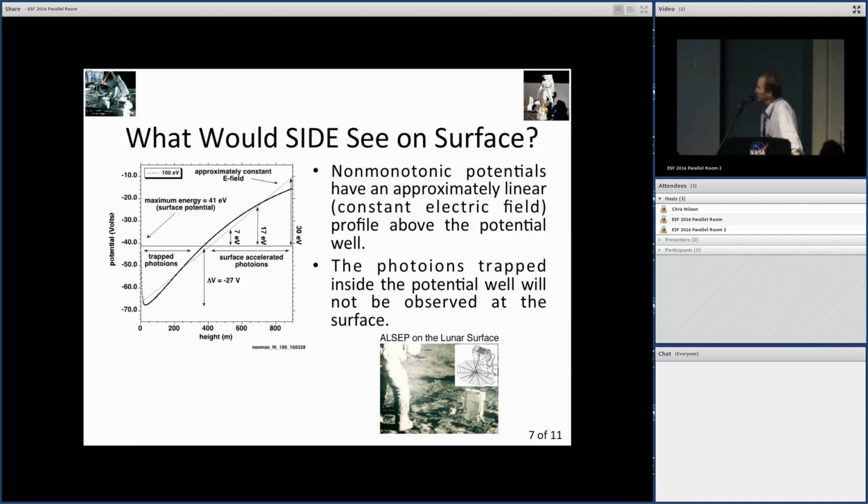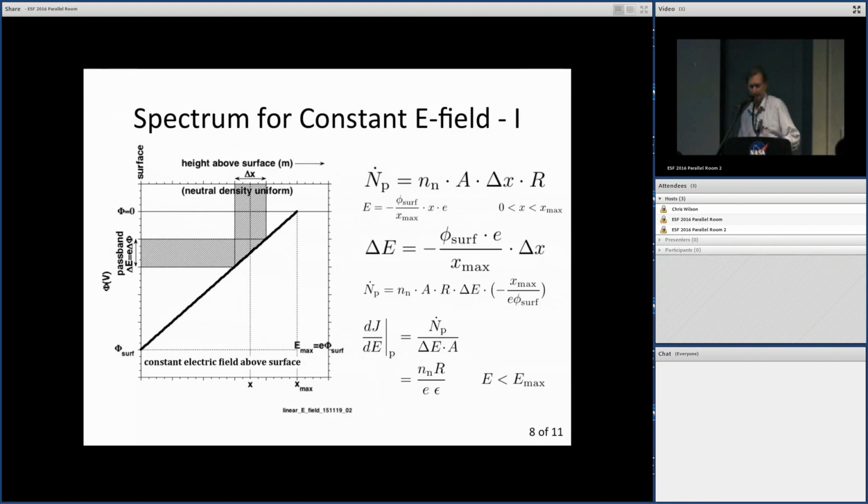So photoions originating close to the potential well have relatively little energy when they reach the lunar surface. On the other hand, photoions that are ionized far from the potential well are accelerated to almost the lunar surface potential.